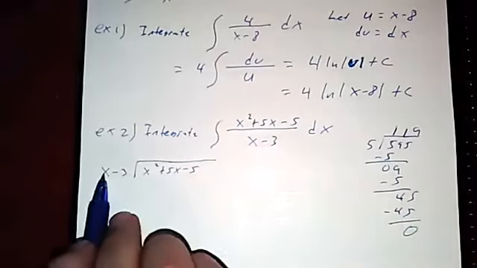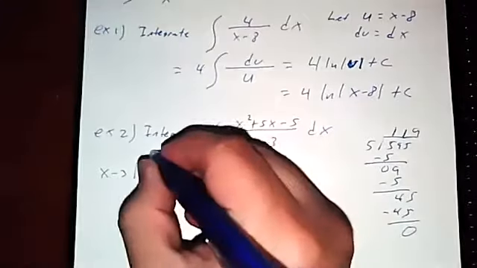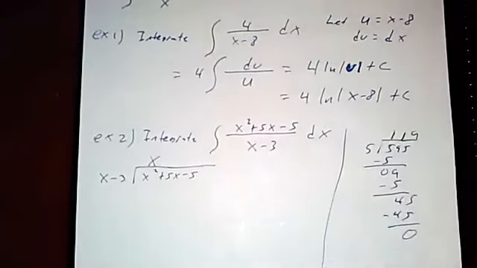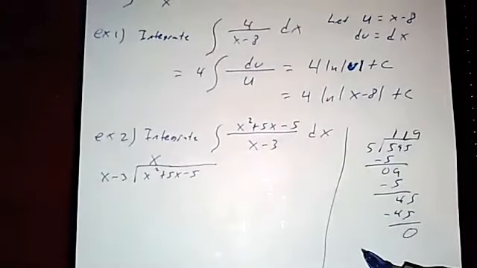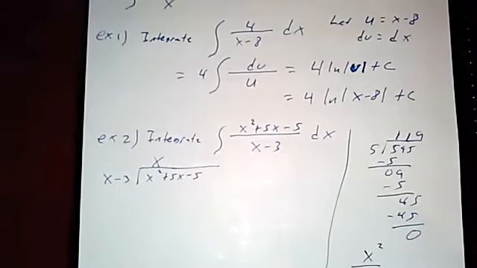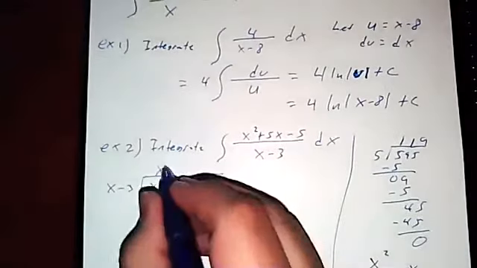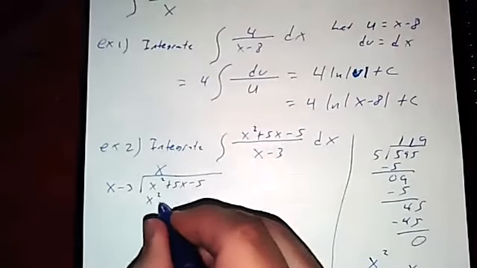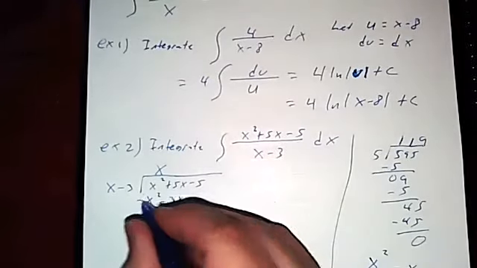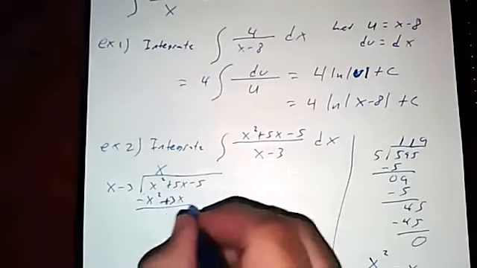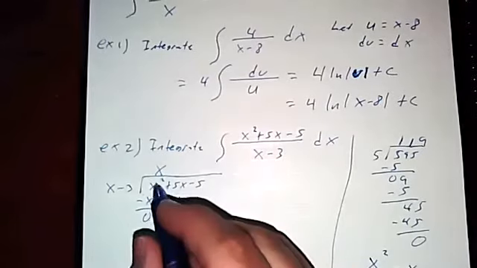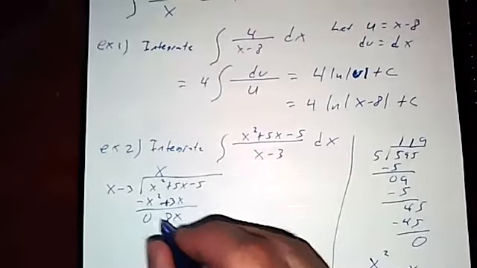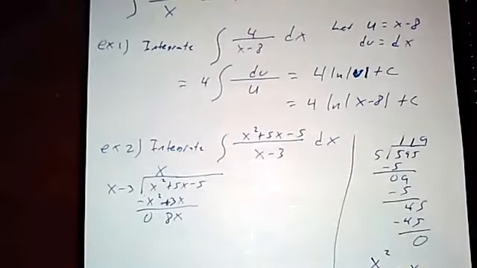So x divides into x squared, and you get an x, right? So there's my scratch work over here. So x squared divided by x is x. And then x times these two gives me x squared minus 3x. So minus plus. So 0, right? X squared minus that, 5 plus 3. No big deal. Then you start again.